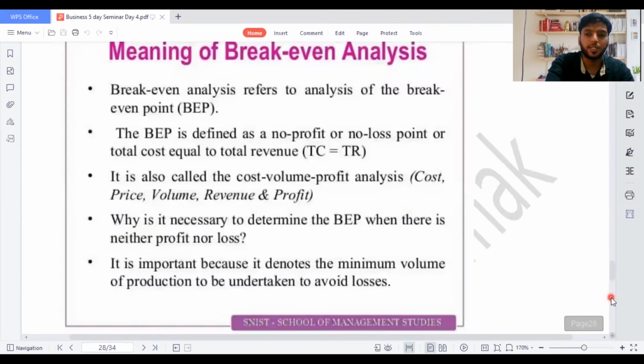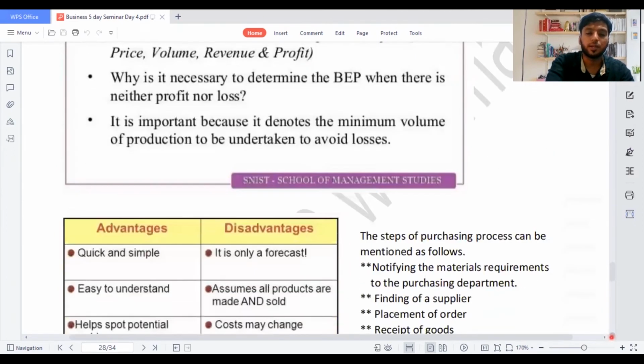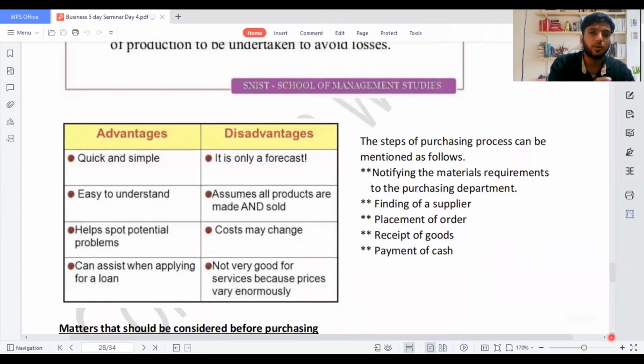So it's a forecasting mindset: how much revenue the business will make and how much money the business should have to cover the cost. For that only we do the break-even point. So what are the advantages of break-even point? It's quick and simple to understand. It's easy to understand. It helps spot potential problems. It can assist when applying for a loan.